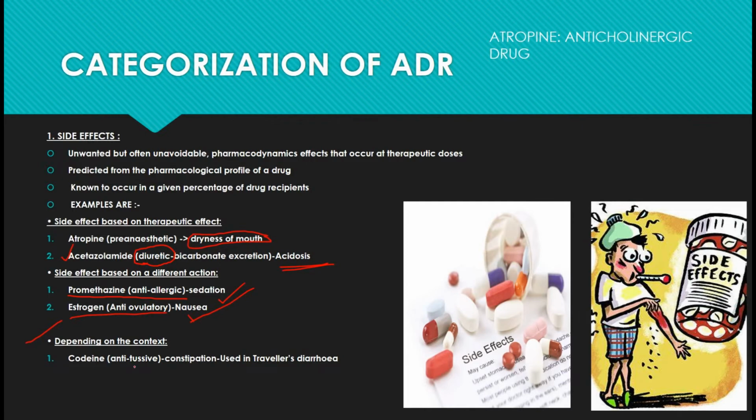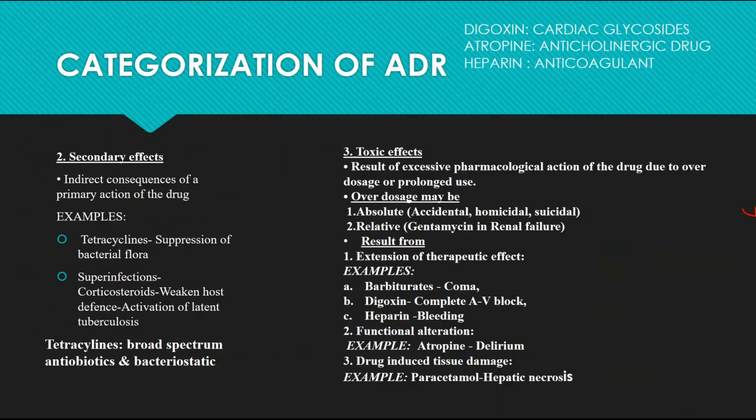Now next is depending on the context. Here we have used codeine, which is an antitussive drug, and this codeine is causing what? It is causing constipation or even traveler's diarrhea. So these are the various side effects we can see in the categorization of adverse drug reactions. So when a question comes like what is the categorization of adverse drug reaction based on its side effects, you should cite these examples. This will help you score good marks.